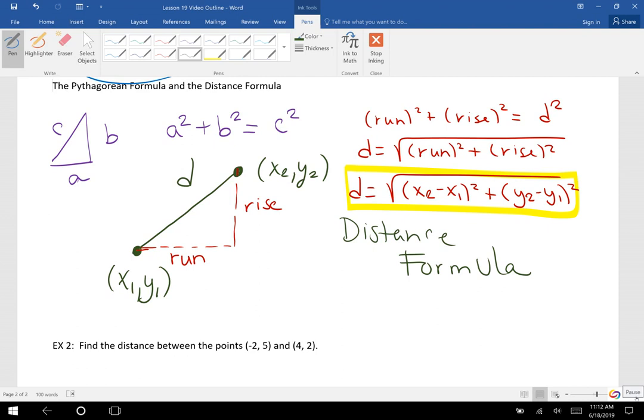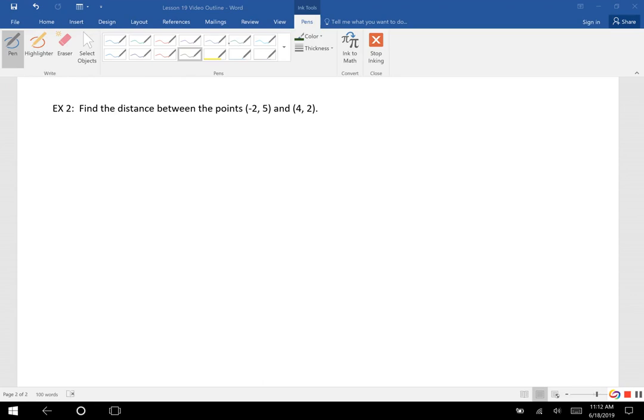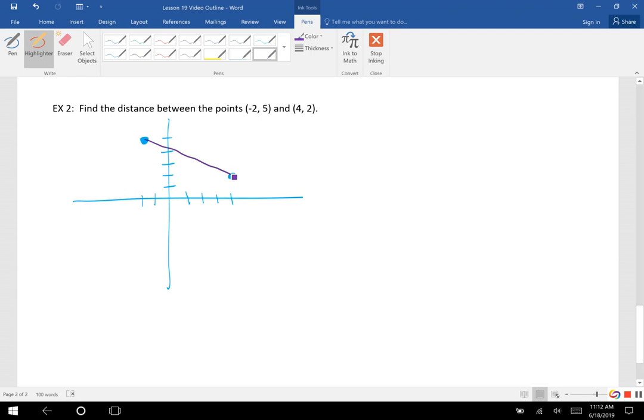Find the distance between the points -2, 5 and 4, 2. So I'm going to start by drawing a picture. -2, 5 is right here. And then x equals 4, y equals 2, that's right there. So those are the 2 points we're working with. We're trying to find the distance between them. And so I could just plug these numbers in, the x1, y1, and the x2, y2. I could just plug them into my distance formula.